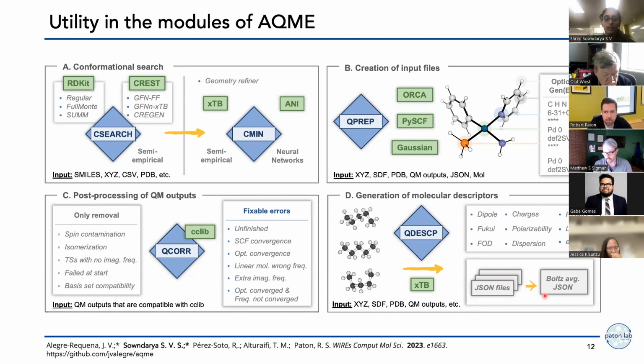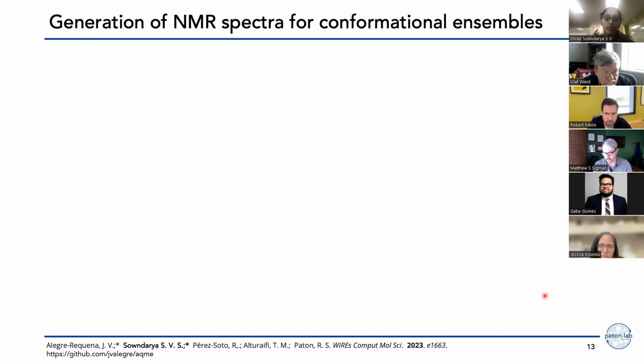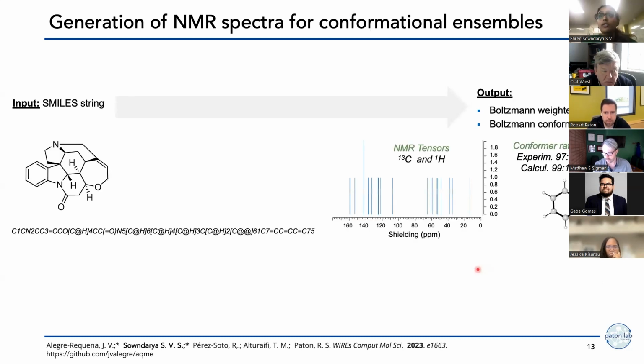While I've given some background about the modules that are present within AQME, I wanted to talk through some examples that you could utilize AQME for. So for example, you have a SMILES string for a natural product here, which is like a stretching molecule, and you want to look at the output, which is the Boltzmann averaged NMR spectra, and also you want to know the conformer distribution for the specific molecule.